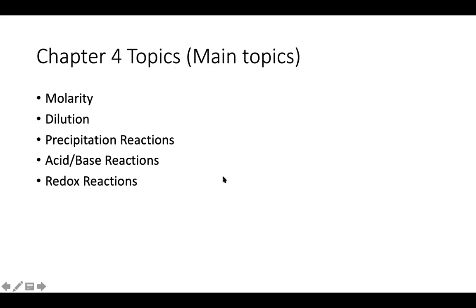Okay, so listed here are the main 5 topics from chapter 4. Are there other things in chapter 4? Maybe a little bit, but this is pretty much the big topics. So molarity, dilution, and then your 3 types of equations, which will be predominantly what you'll be asked about on the exam.